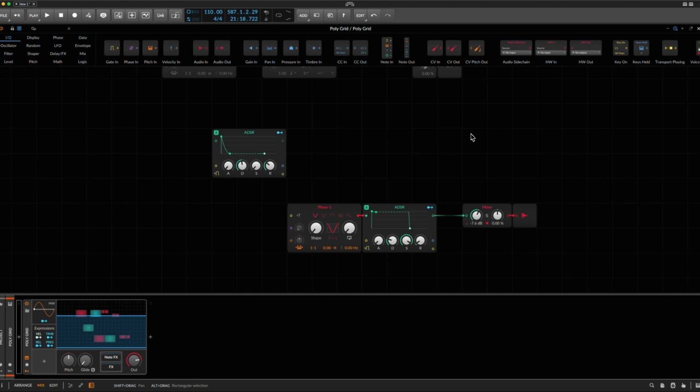Today we are talking about phase distortion synthesis. What it is, how it works, why it's cool, and why you should care about it.